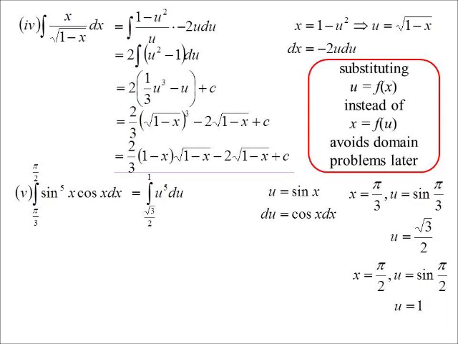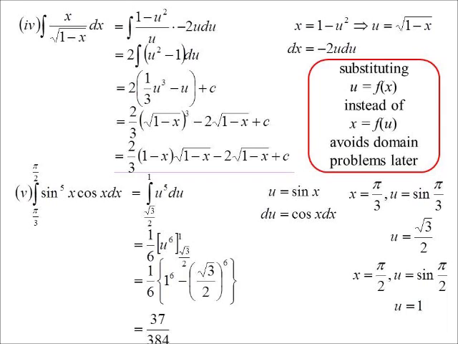And we're just integrating u to the power of 5 du. Add 1 to the power over the power. The advantage with a definite integral, I don't have to substitute back, because I just am coming up with a value, substituting my new limits, and I get the answer straight away. So 37 on 384 for that one.